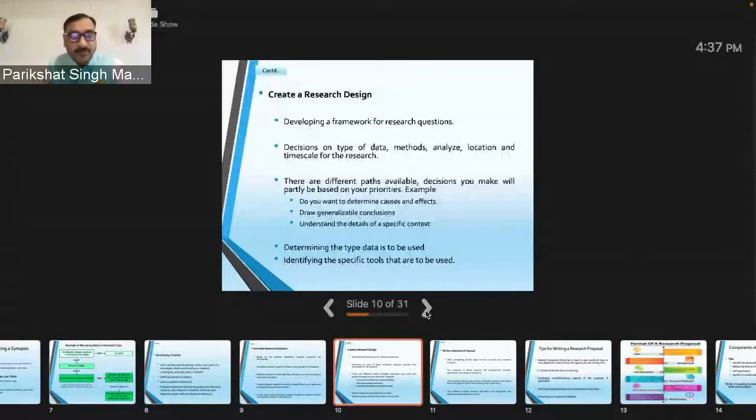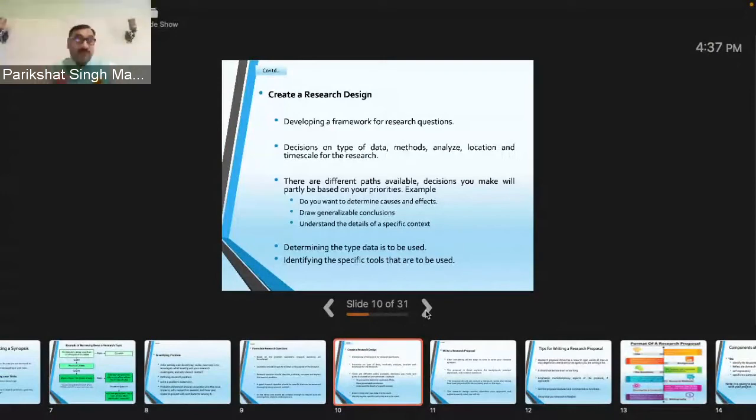Okay, creating a research design. So developing a framework for research questions. That means what sort of framework is going to be there, whether it's going to be questionnaires or what. That is a very important aspect. The type of data that is going to be collected, the methods, the locations, the time scale for research.